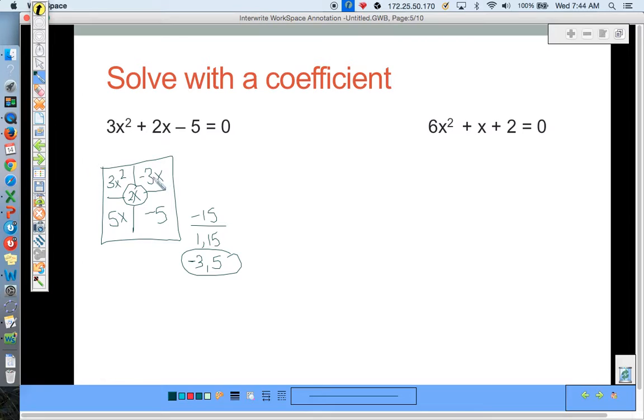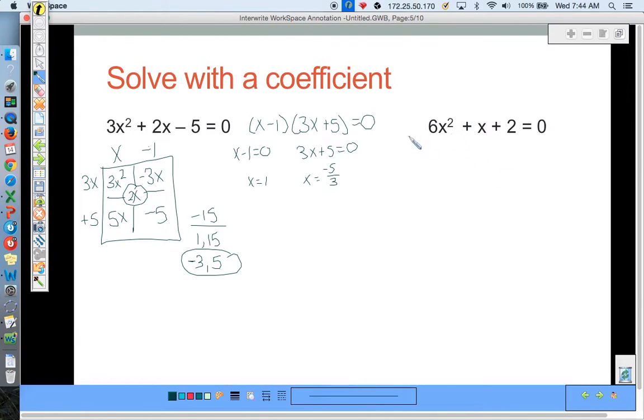So now let's look at the first row. It's not just going to be x and x. What can we factor out of this first row? Well, we can factor out a 3x. So 3x and x. 3x times what gives you negative 3? Well, minus 1. X times what gives you 5? Positive 5. So we have x minus 1 times 3x plus 5 equals 0. And then set each parenthesis equal to 0 and solve. So we have x equals 1 and x equals, let's see, minus 5 divided by 3.